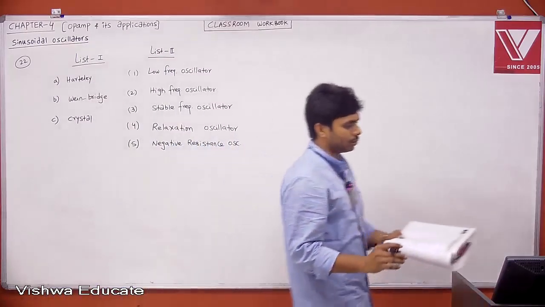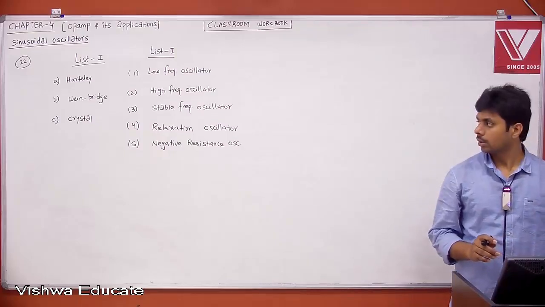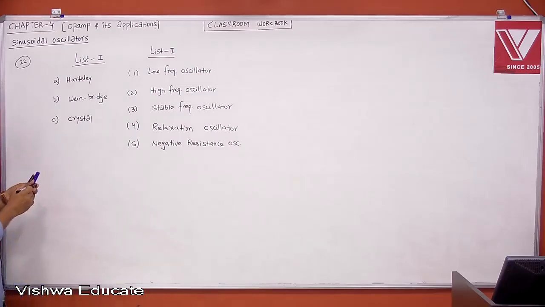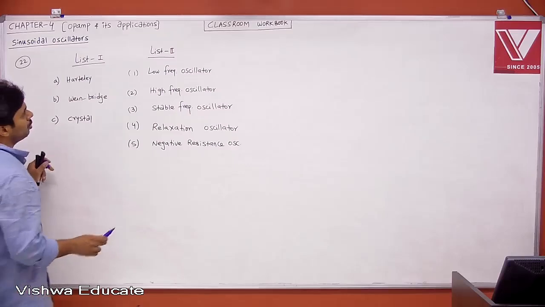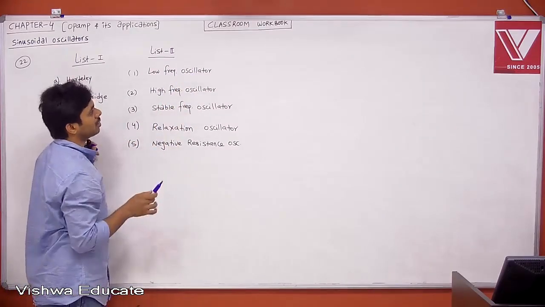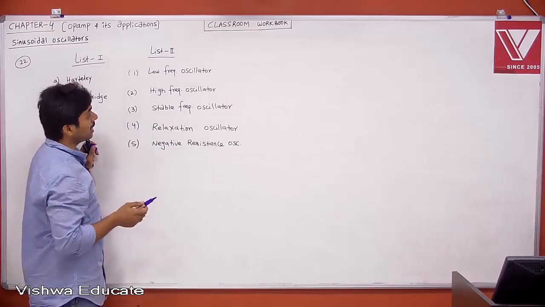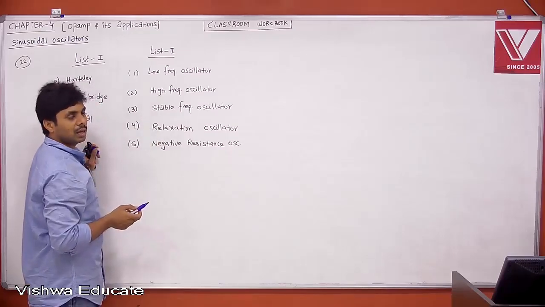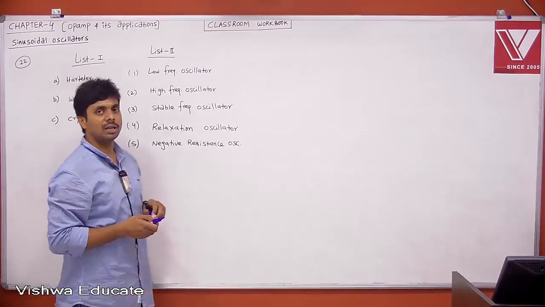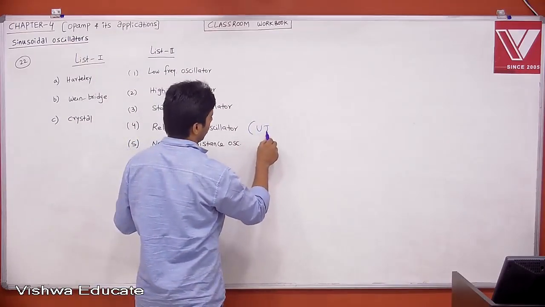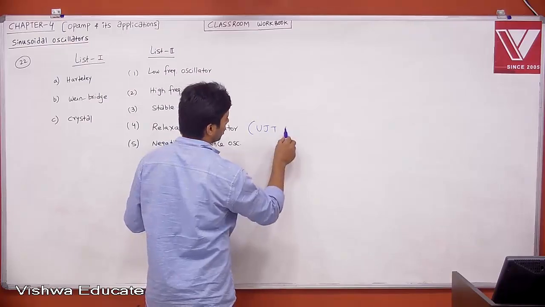Okay. Now let's see. Whatever you know, try to map. Now Hartley oscillator. Before that, low frequency oscillator means low frequency of oscillations. High frequency oscillator means high frequency of oscillations. Stable frequency oscillator, we know. But did you hear what a relaxation oscillator is? The name relaxation oscillator comes from UJT. This is nothing but a UJT oscillator, sawtooth waveform generator or whatever, therefore UJT oscillator.